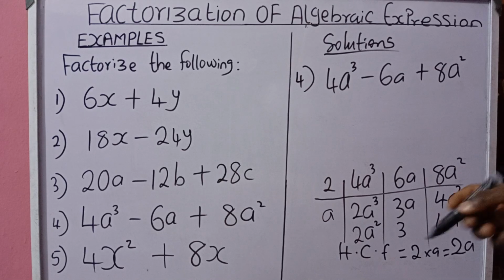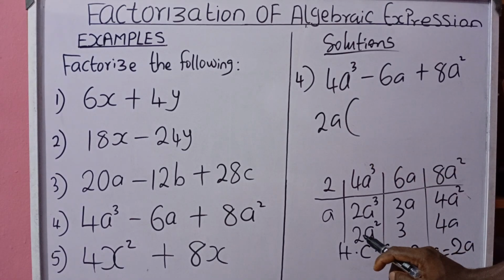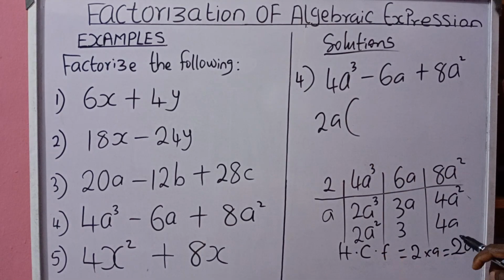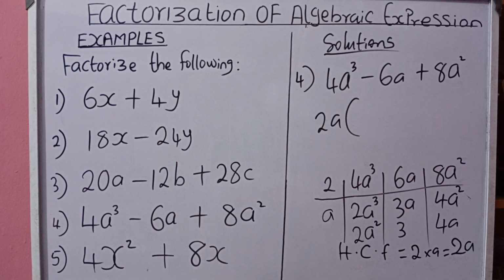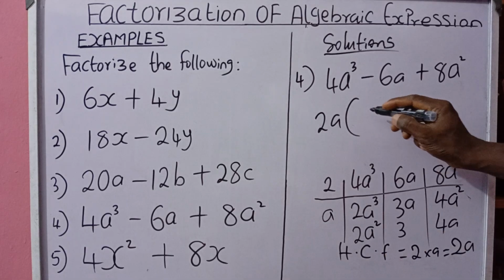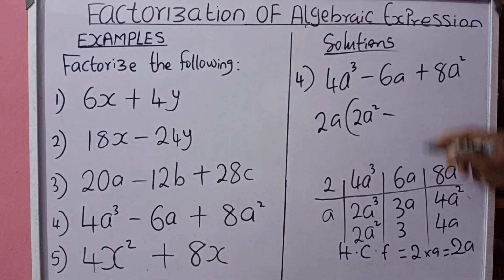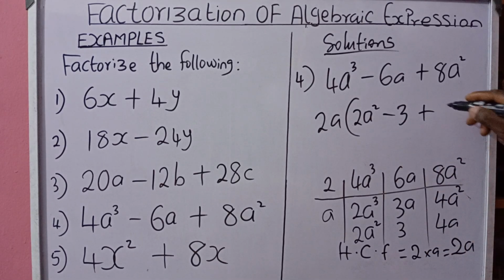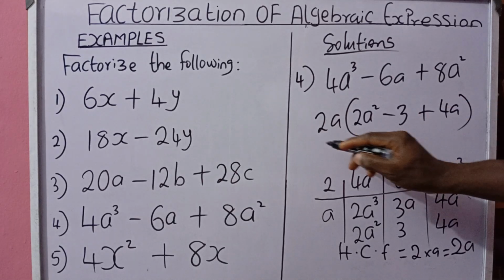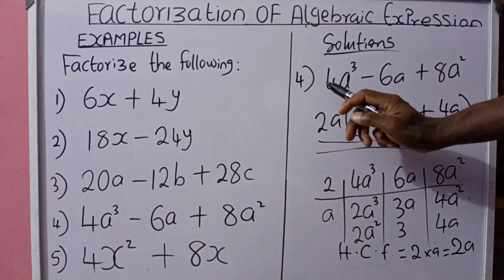All right, so now to do the factorization, we have to write the HCF first, which is 2a, then open a bracket. Then we write the last terms that we have in resolving this into its HCF. And that will now be 2a squared, then minus 3, then plus 4a. This is the result of the factorization of this. And when we open this bracket, that will give us this back.